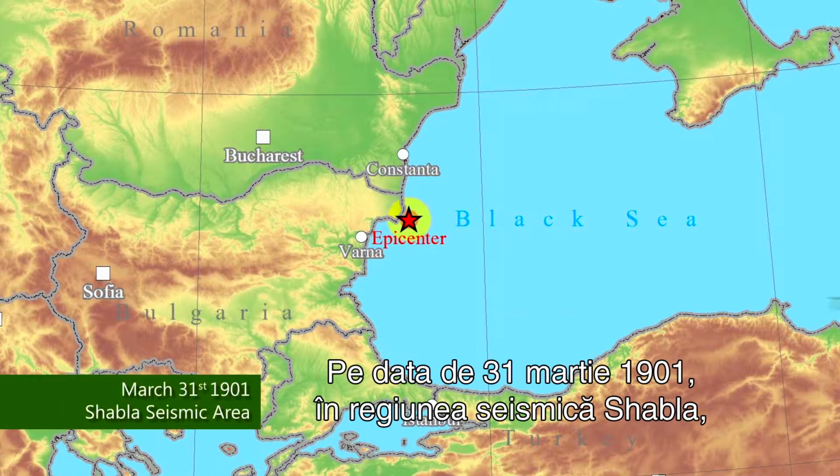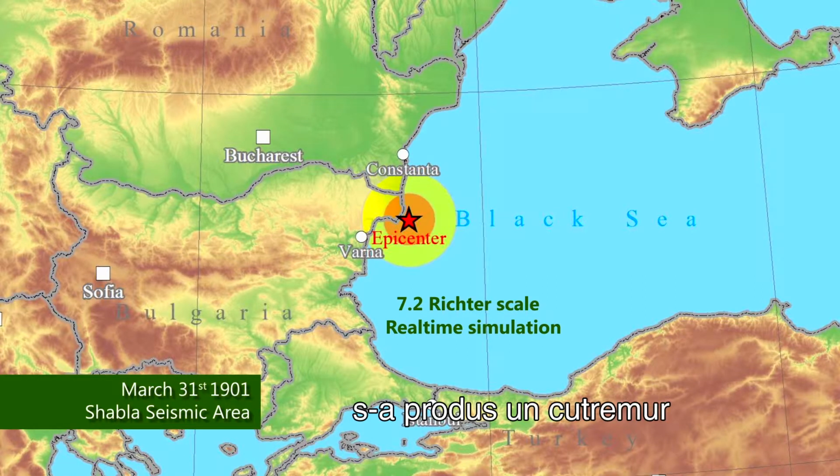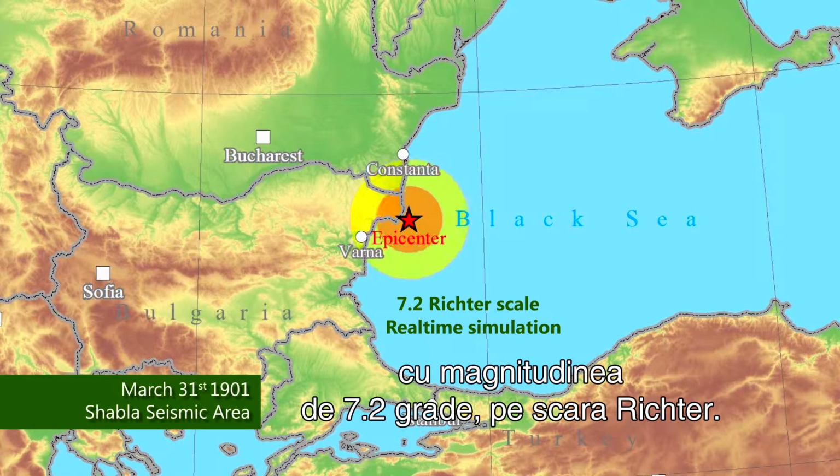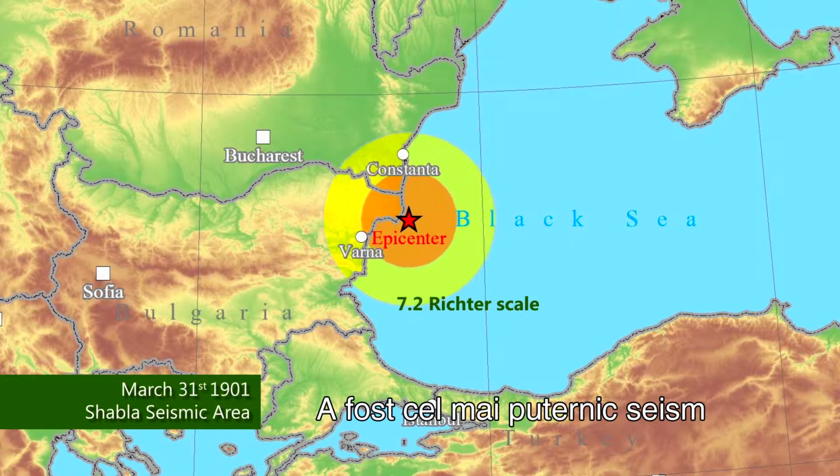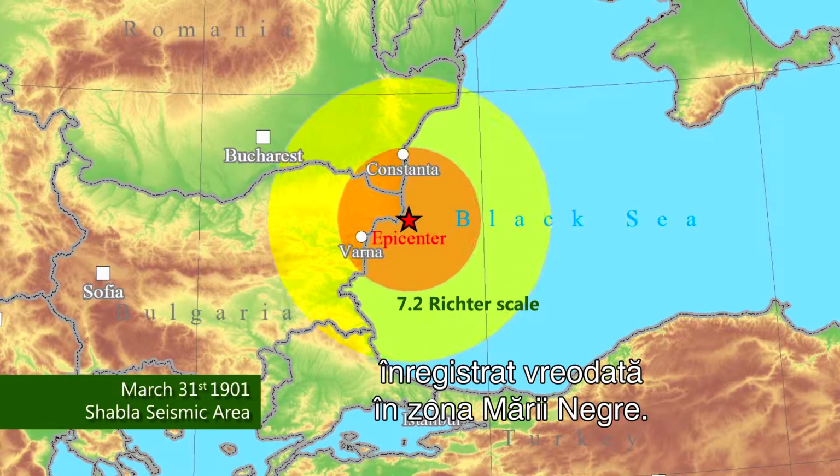On March 31st, 1901, an earthquake with a magnitude of 7.2 on the Richter scale occurred in the Shabla seismic area. It was the most powerful earthquake ever recorded in the Black Sea.